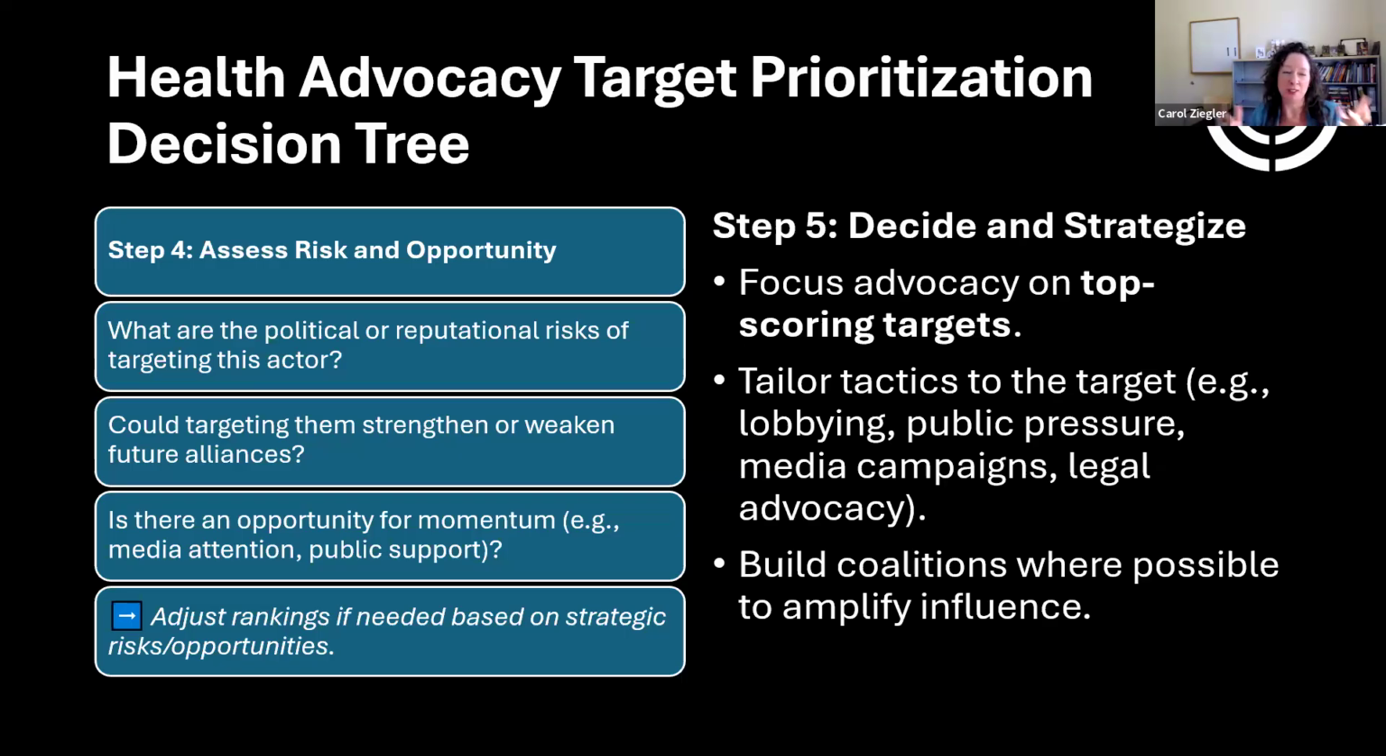And so it really gets them to think broadly and in a complex way about these different issues. And then we talk about how you decide and strategize. So you focus on those top scoring targets, we call them, and you tailor your tactics to the stakeholders. So we talk about differences between public pressure, media campaigns, legal advocacy, and supporting communities with resources, like getting resources to CBOs that are already doing the work.